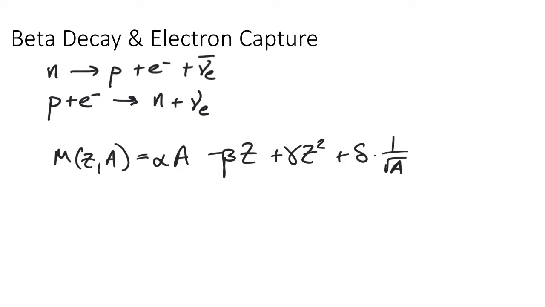So if we fix A, then there will be one Z at which the mass, from the semi-empirical mass formula, is the least, and that one is the one with the most binding, and that will allow us to predict some things about beta decays and inverse beta decays in the nuclei.